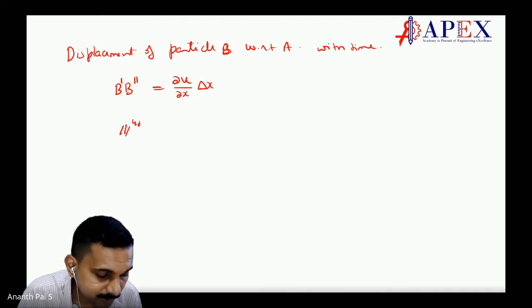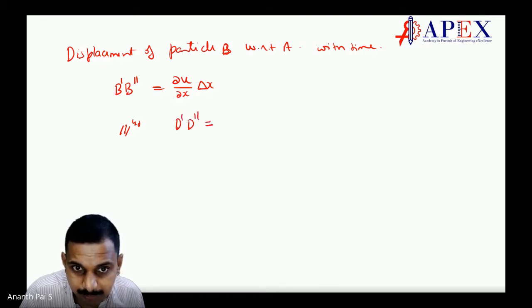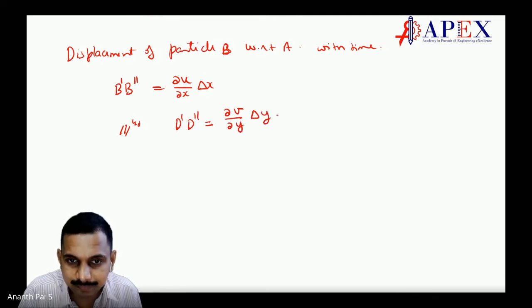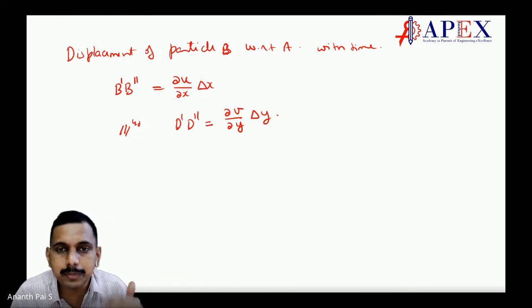Now, similarly, I will have D dash D double dash, which is the deformation, dou V by dou Y into delta Y. Agreed, students?